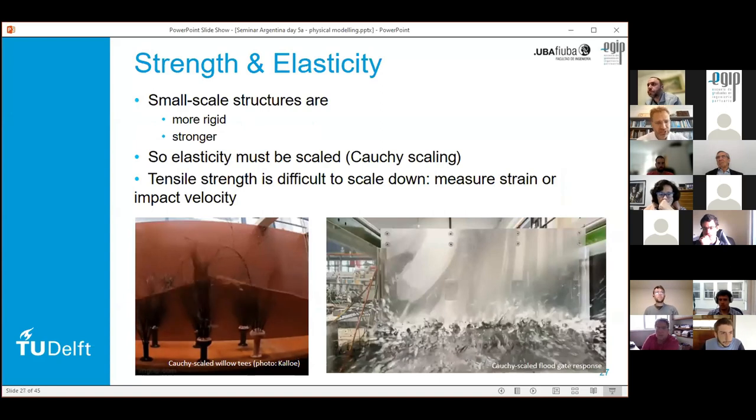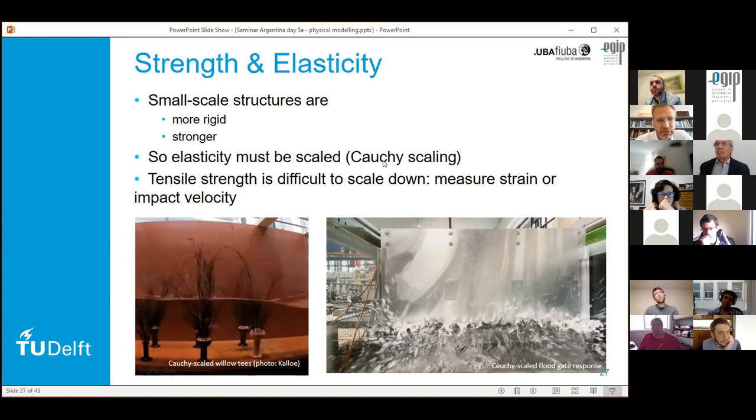So the strength and elasticity, we go to more difficult things to scale. Sometimes our structure is moving, and then we can see here trees that have branches that are not very rigid. So then they are deforming by the waves. This is research where the wave damping is influenced also by the rigidity.